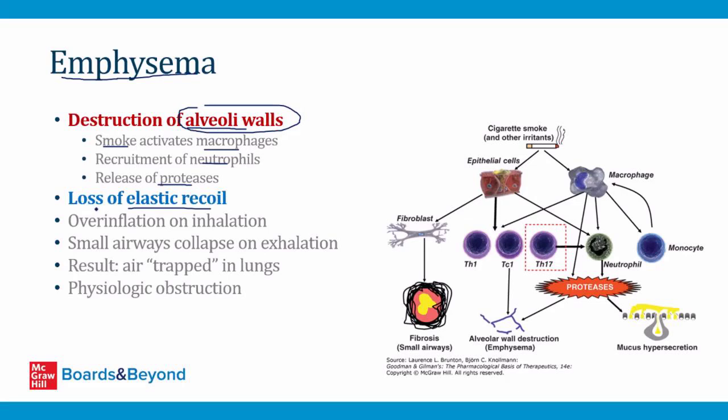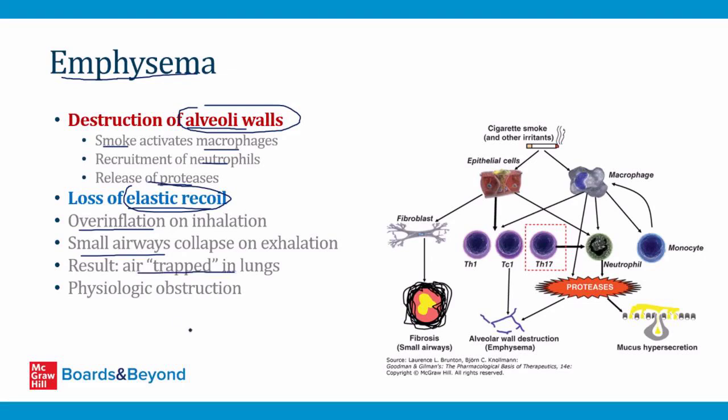So the elastic recoil, which normally causes the alveoli to spring back, is lost. They basically become very, very floppy. What this means is when the patient inhales, they will overinflate the lungs, but then when the patient exhales, the small airways will collapse because they do not have their normal amount of elastic recoil. This is going to lead to air being trapped inside the lungs.